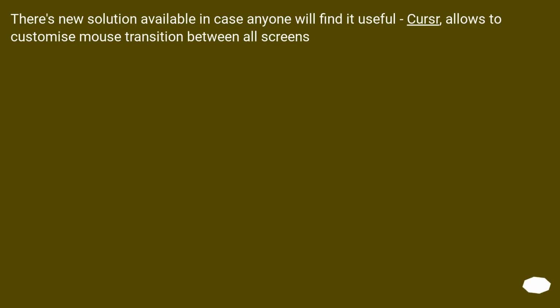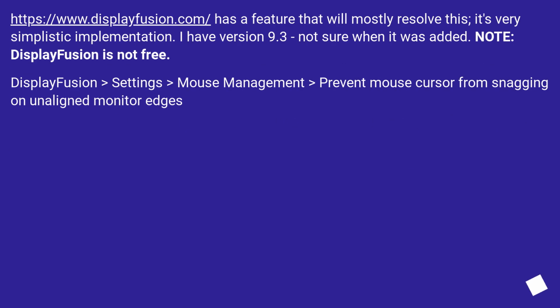There's a new solution available in case anyone will find it useful. Cursor allows you to customize mouse transition between all screens. This URL has a feature that will mostly resolve this. It's a very simplistic implementation. I have version 9.3, not sure when it was added. No, DisplayFusion is not free. DisplayFusion, Settings, Mouse Management: prevent mouse cursor from snagging on unaligned monitor edges.